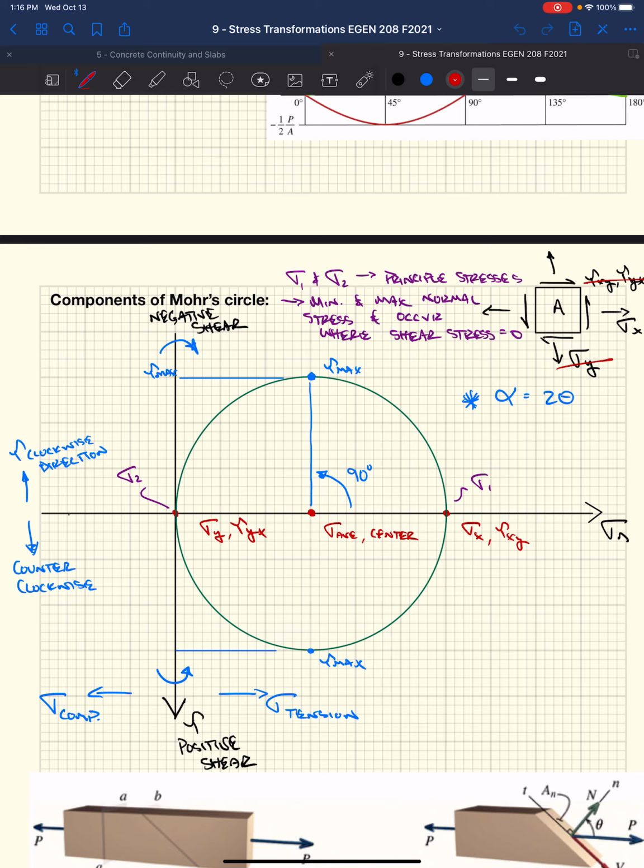We have maximum shear stresses. Well, that's going to be the top and bottom of our circle, right? Equal and opposite. We know that. Tau xy equals tau yx. So we can figure out what orientation our maximum shear stresses are going to be based on our initial stress configuration. So in our case, we have this stress block A.